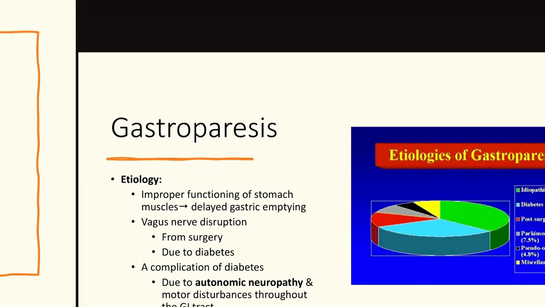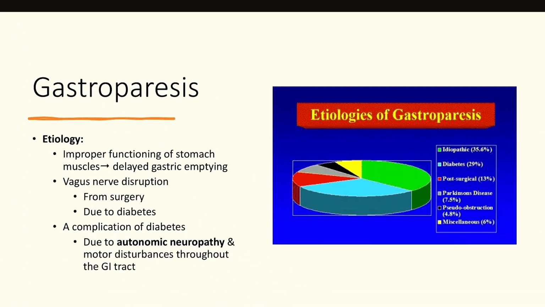The next one, we did too fast. Now let's go too slow. Motility disorders where it's too slow. And this is called gastroparesis. Improper functioning of stomach muscles, delayed gastric emptying. So now we have an issue where the muscles don't work very well and the food just sits around for too long.